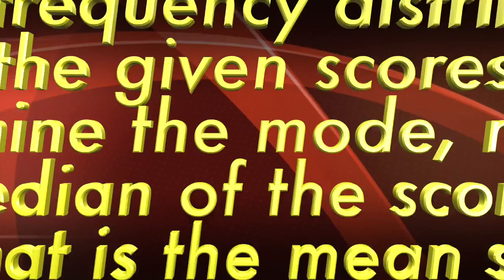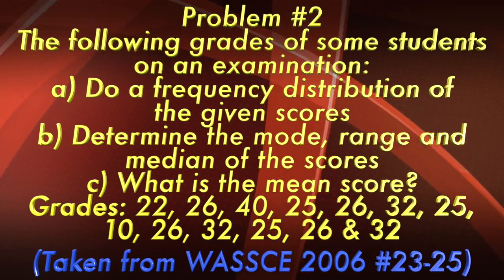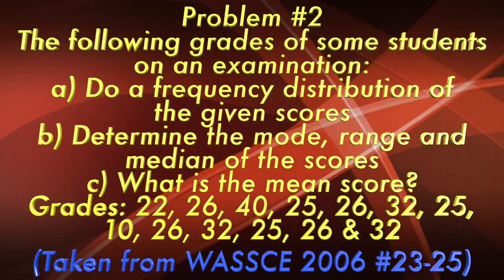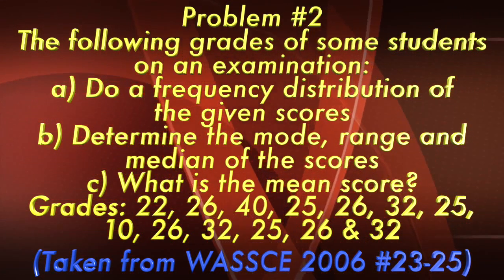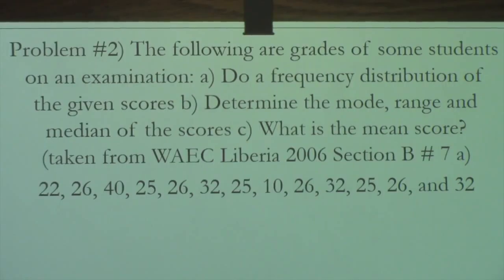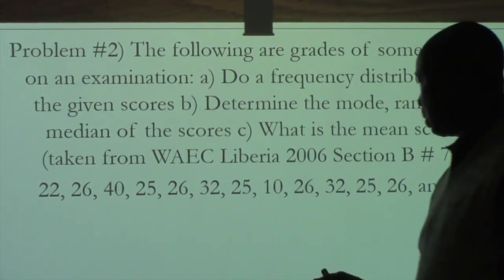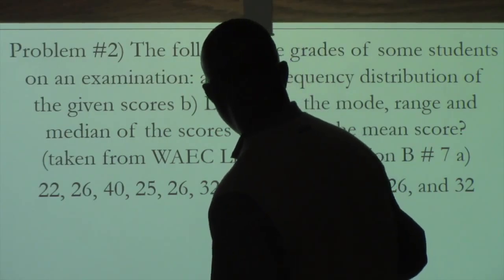It said the following are grades of students on an examination. Do a frequency distribution of the given scores. Determine the mode, range, and median of the scores. So the first thing you do is the frequency determination. So let's list this in order.